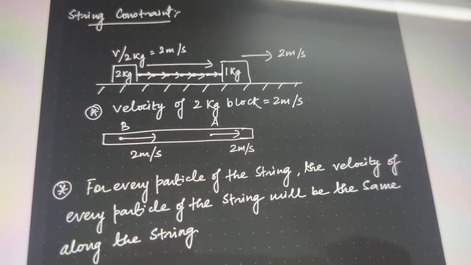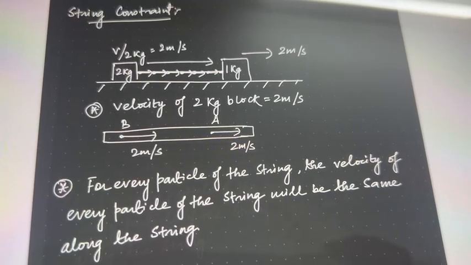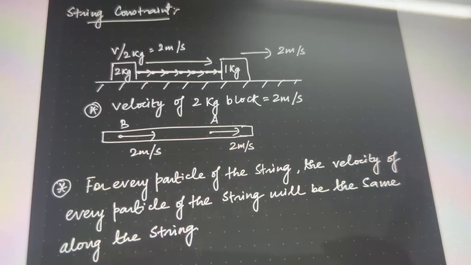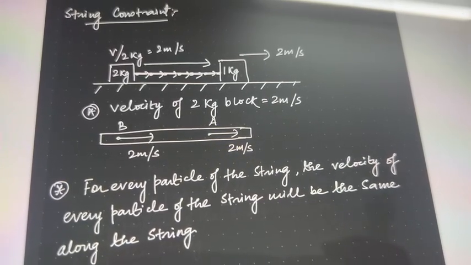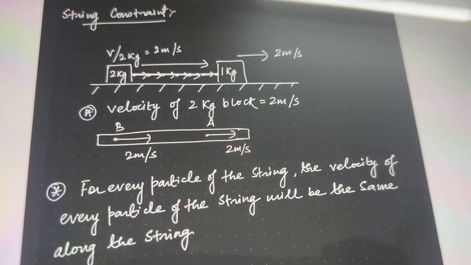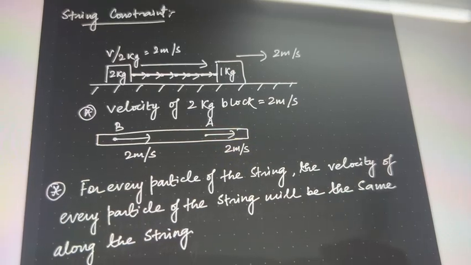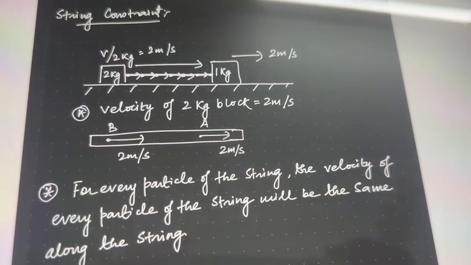Why? Because both these blocks are connected with the help of a string, and all the particles present in the string should possess the same velocity with which the 1 kg block is moving, right? Otherwise, if they don't possess the same velocity, there might be a possibility that the string will break. If the string breaks, there is no point of calculating the constraint motion. So that is the reason that all the particles should possess the same velocity.